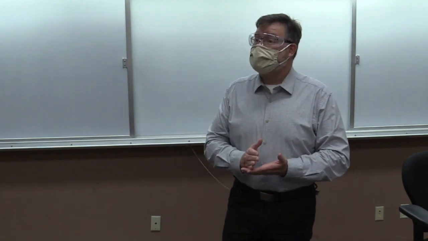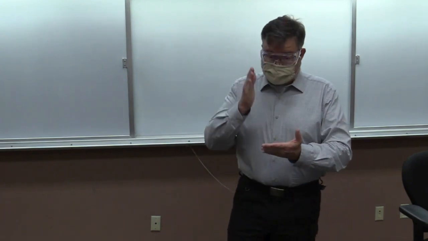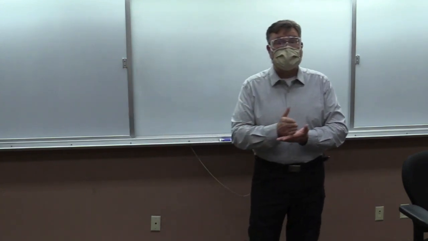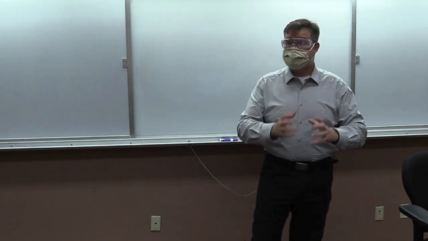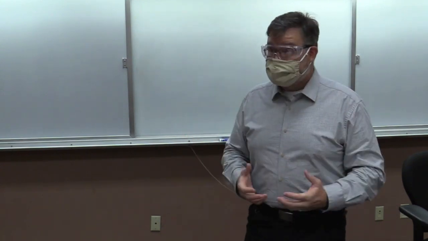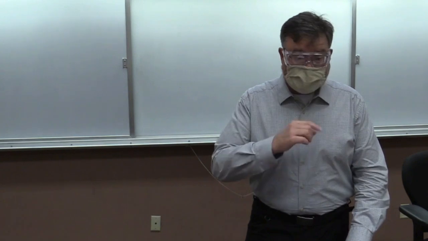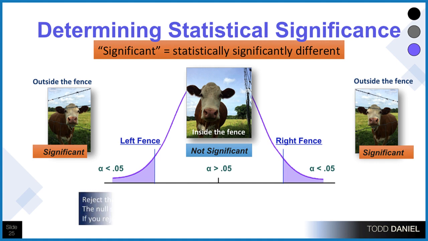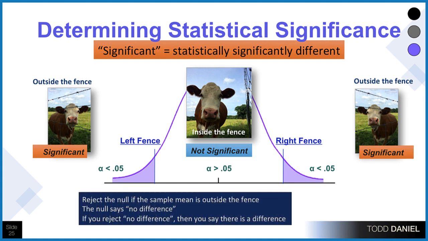But for the purposes of making a statistical decision, it's either less than 0.05, outside the fence, different, or it's greater than 0.05, inside the fence, not significant. That's how the decisions are made. Now, there will be more to that, as we will explore, but for this part of the statistical decision making, that's how we should interpret. Rejecting the null hypothesis if the sample mean is outside of the fence. The null says no difference. If you reject the claim of no difference, you're saying that there is a difference.